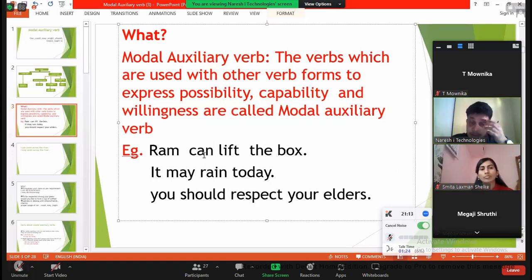Ram can lift the box. It shows the capability. Second one, it shows the possibility. And third one, it shows the respect, not the willingness. Willingness is like need and used to as well.